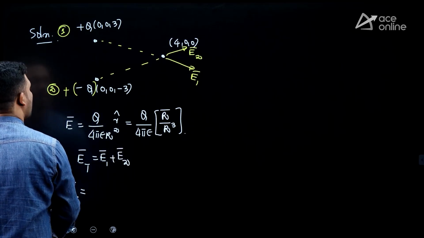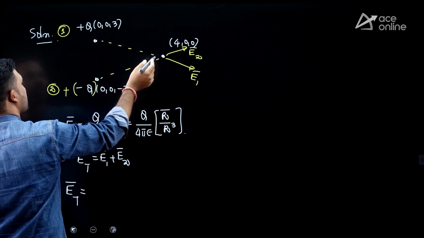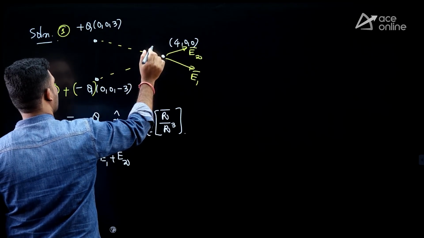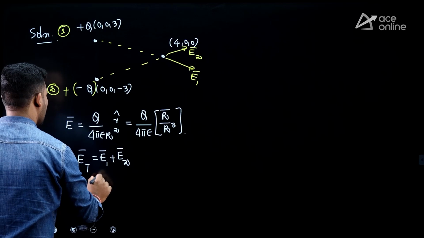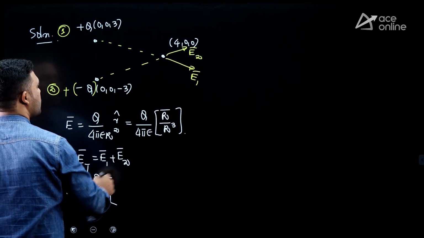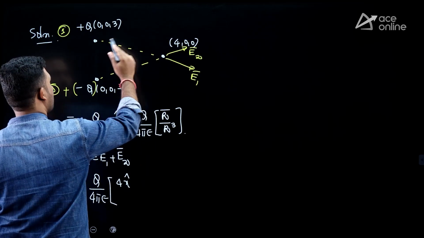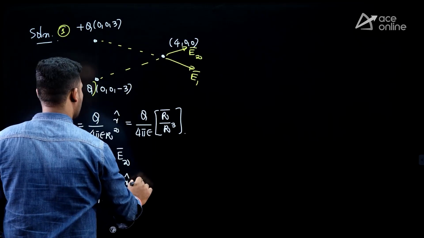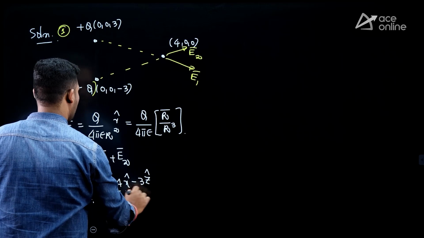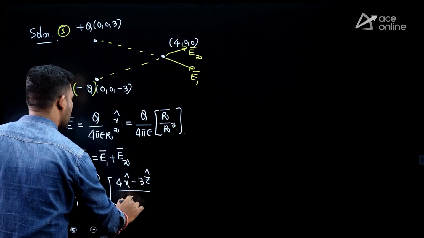So what is this E1, guys, here? It is between these two. Electric field here due to this one. You have to assume as if there is a unit charge here. This minus this, it is Q divided by 4 pi epsilon, vector by its magnitude cubed. 4 minus 0, it is 4x cap. 0 minus 0, 0 minus 3, it is minus 3z cap. What is the magnitude of this one? Square root of 4 square plus 3 square is square root of 25, it is 5 cubed.